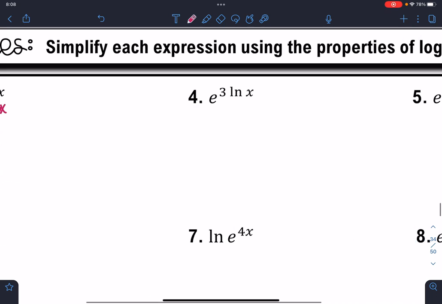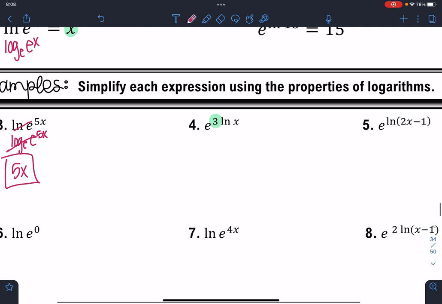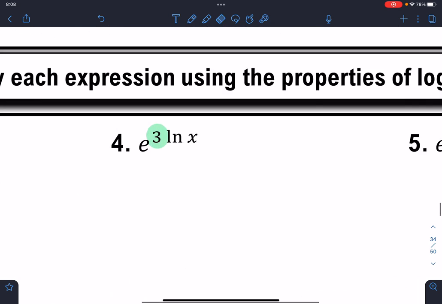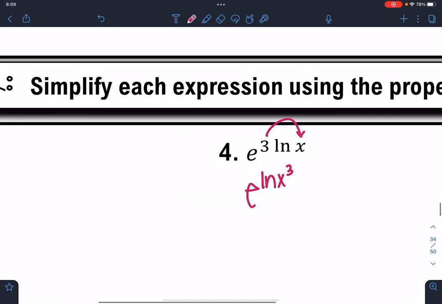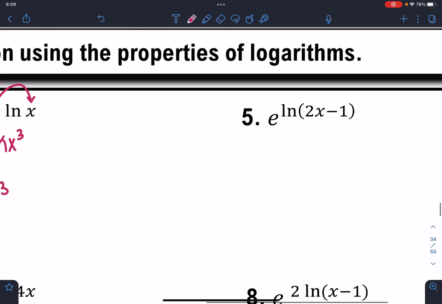But let's look at number 4. What makes this one kind of different? This one, we have a 3 in front, okay? And this is following that property where if I have e raised to a natural log, those are going to cancel only if I just have a natural log, but I have a 3 in front. What can we do? Well, we can apply the property that we already know. I can move that 3 back up into the power here. So now I can cancel out the e raised to the natural log. What am I left with? X cubed.